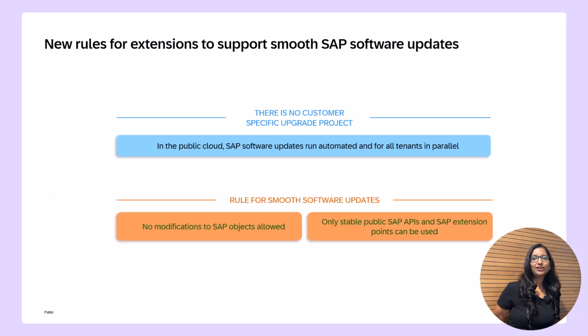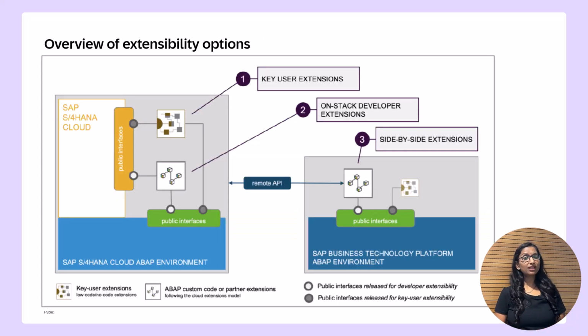These are all the rules for extensions to support smooth software upgrades. Extensions can only use released remote or local SAP APIs. SAP objects can only be extended via predefined extension points. Let's quickly check the extensibility options.